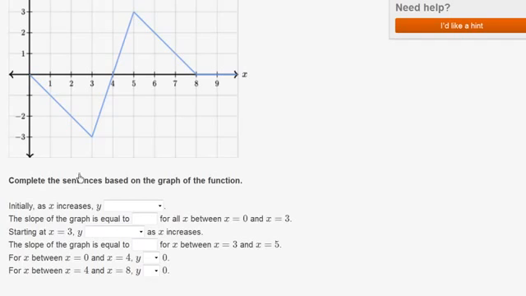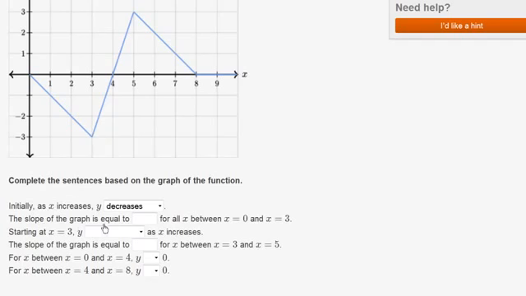Initially, as x increases, so let's think about it. Initially, when we start from x equals 0 and x is increasing, what's happening to y? Well, y is decreasing. So y decreases. So as x increases, initially, y decreases.